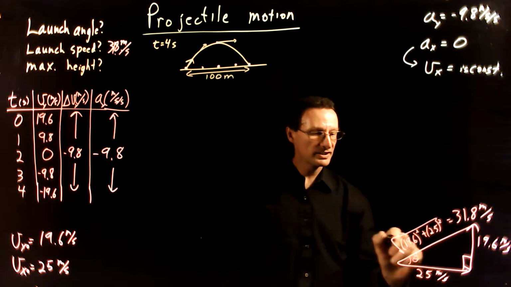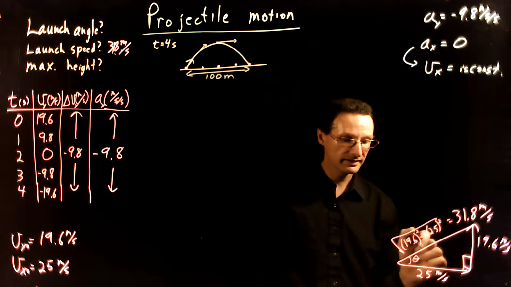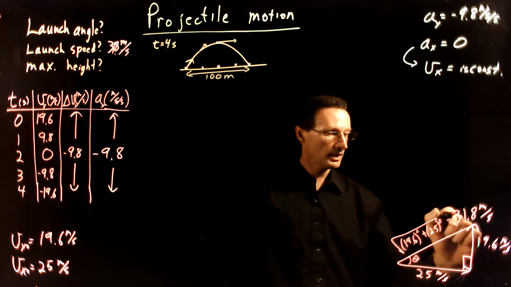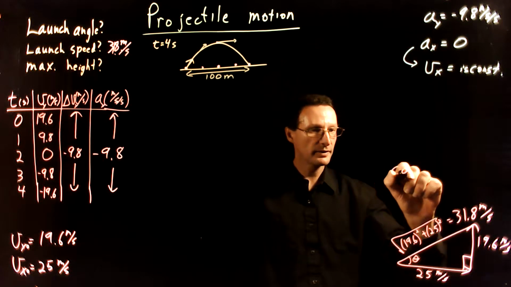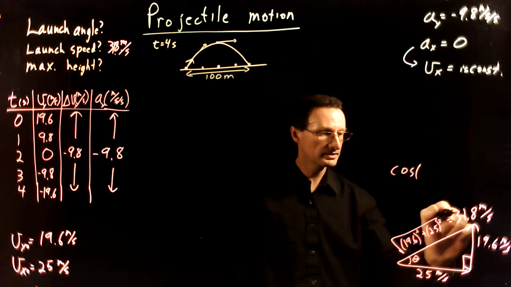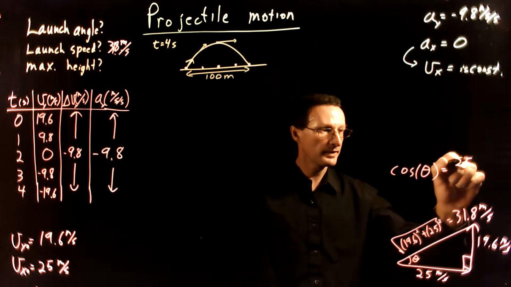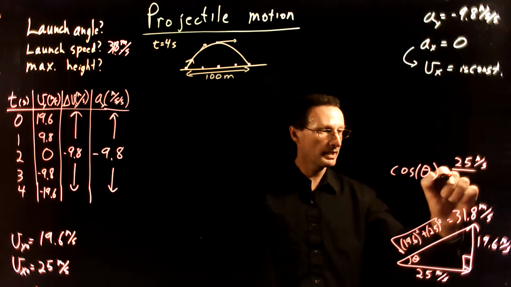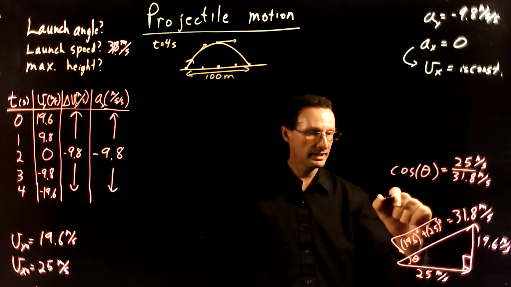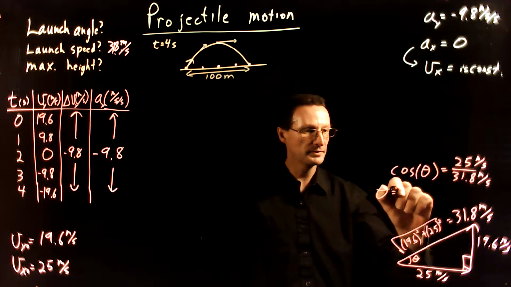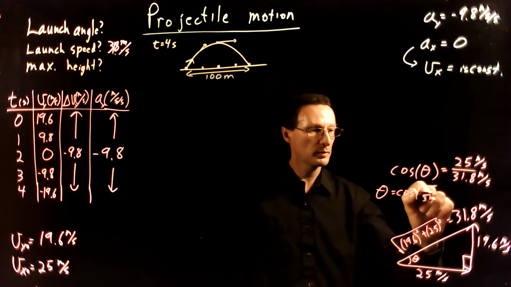I also want to get this launch angle, right? So to get this launch angle, I just need to use my trig that I'd learned before. So let me use the hypotenuse and the adjacent side. I know that cosine is adjacent over hypotenuse, and so the cosine of the angle is going to be equal to 25 meters per second divided by 31.8 meters per second. Okay, so then if I take the inverse cosine of this, theta is going to be equal to the inverse cosine of 25 over 31.8.